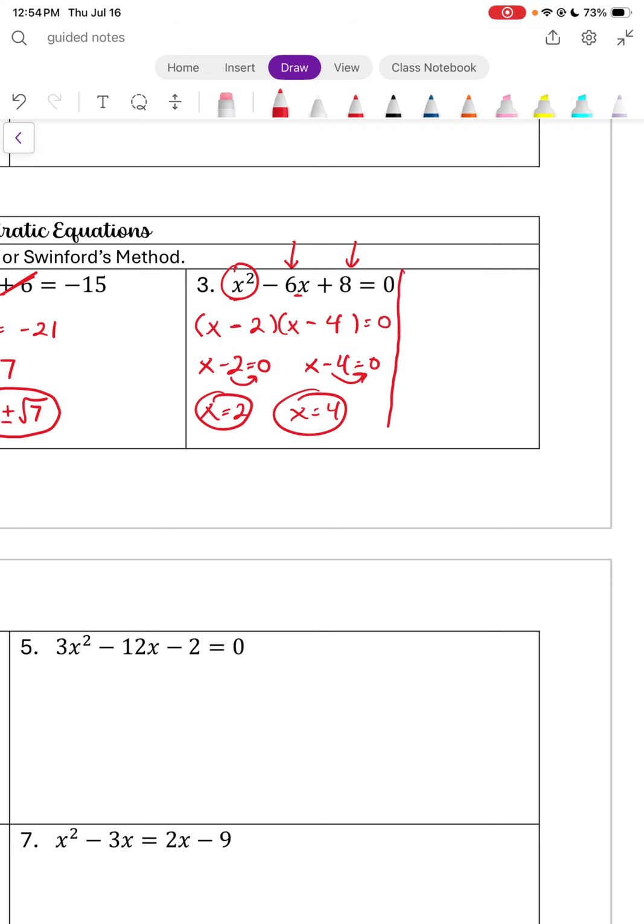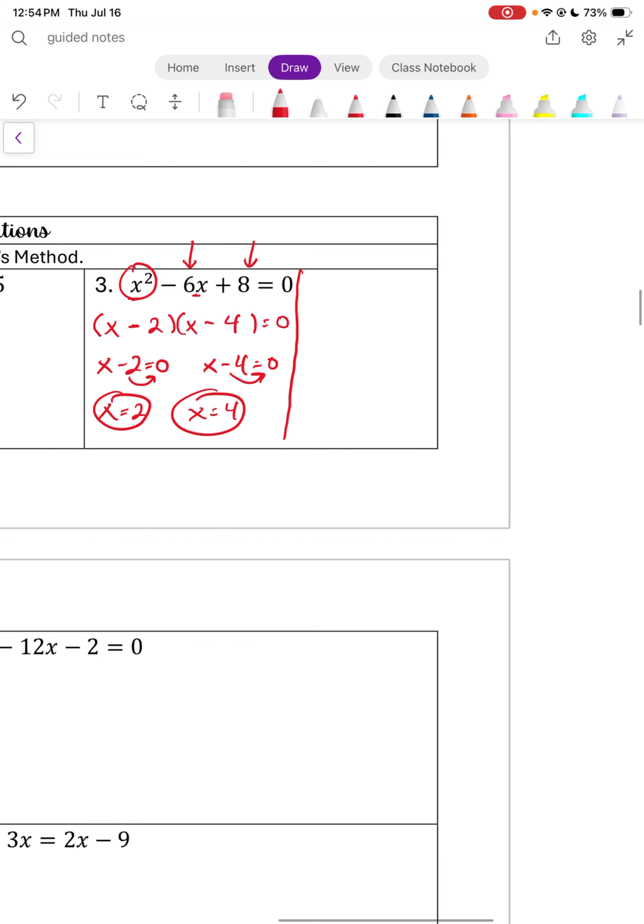Now, the third method is the method I created. Call it the Swinford method. The way that we work it, we're going to take the 3 numbers, the 3 coefficients, 1, negative 6, and positive 8. We write it out, 1, negative 6, positive 8. And you can watch other videos if you've never seen this before.